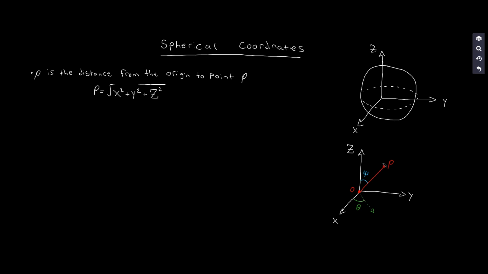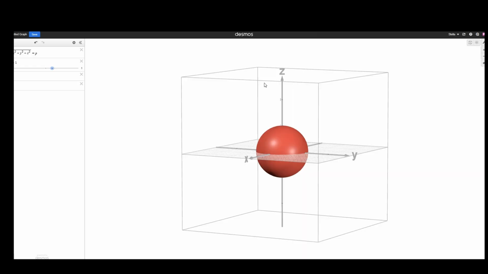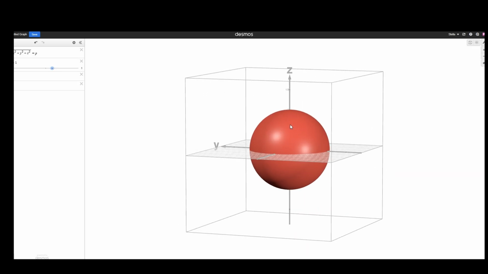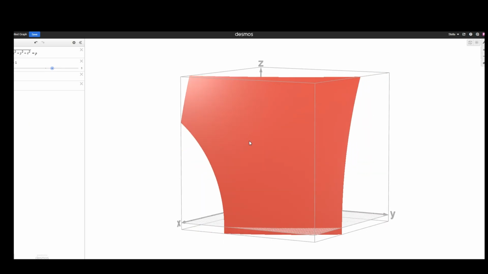So another way to think about this is that this is all within a sphere. Maybe I can dot it. That's not very good, but it'll have to do for now. See, we could even look at this on Desmos. If we look at this equation, rho equals the square root of x squared plus y squared plus z squared, and we put that into our graphing calculator, in this case Desmos, we can rotate it to see that this is in fact a sphere. And we know that it's a sphere because the inside is completely hollow.